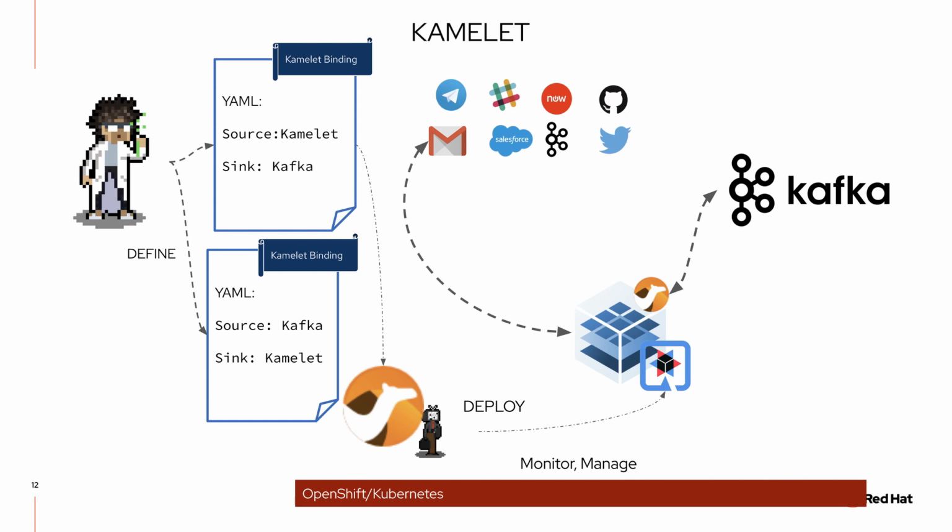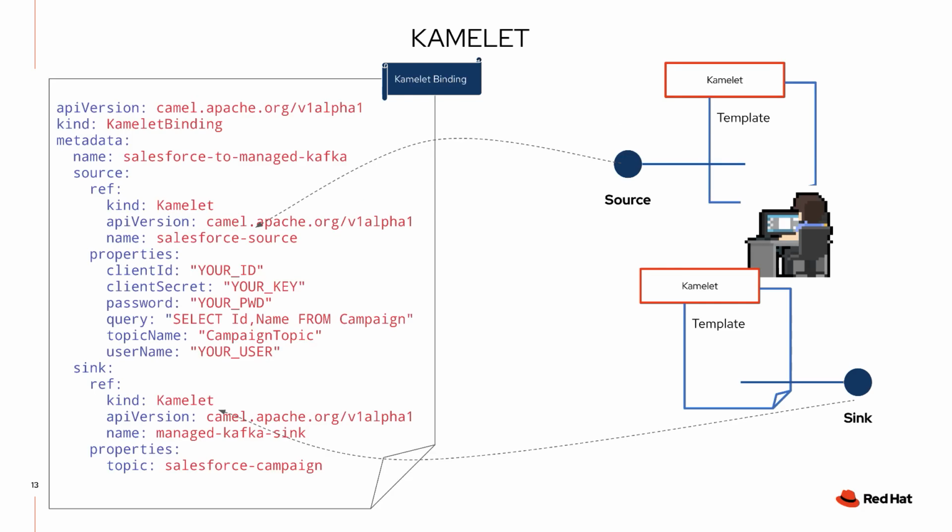vice versa. You can also use Kubernetes to scale up all the connectors, to manage all your connectors, and then monitor all your connectors as well. So this is what the Kamelet binding looks like in real life. It's very simple to understand, in a full YAML format where you have source and sink.